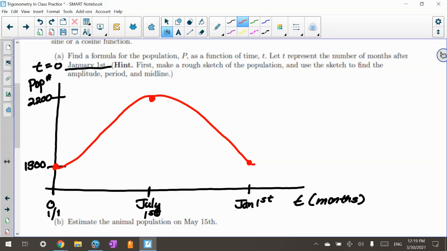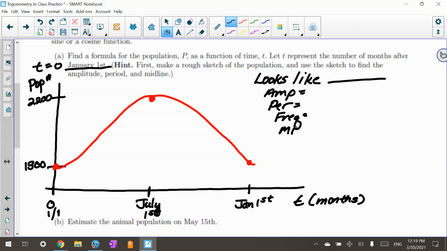Okay. Now they want us to come up with a formula for this, or a pattern, if you will. So I'm going to write what it looks like, and we've been doing a ton of these, so you should be used to this. Amplitude, period, frequency, midline. Okay. So first of all, it looks like the middle is in here somewhere. So I see my graph does not start in the middle. It starts low. So this looks like negative cosine.